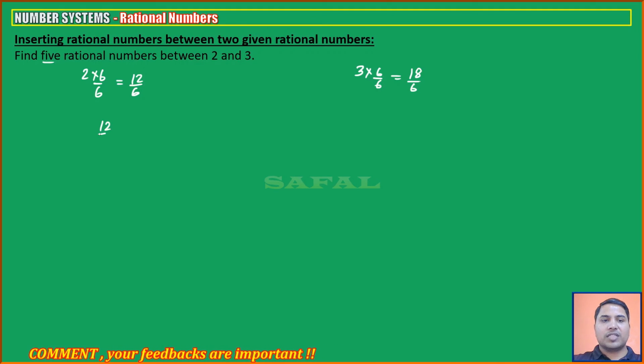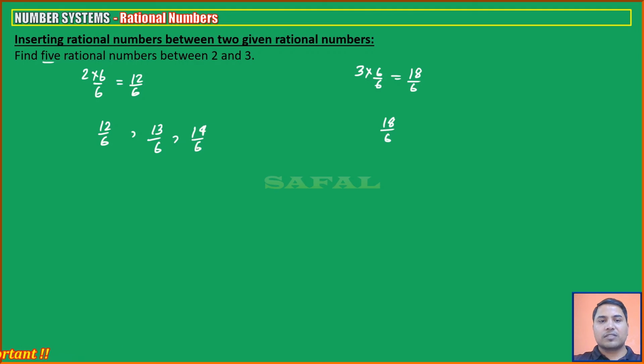Now you have 12 by 6 with you and 18 by 6 with you. Now what you do? Retain the denominator as it is and start incrementing the numerator by 1. So 12 increased by 1 is 13, so 13 by 6. Again 14 by 6, 15 by 6, 16 by 6, and 17 by 6. So that's how easily you can write rational numbers between two given numbers. What you have to do is multiply the numerator and denominator by one more than the number which you want to insert.